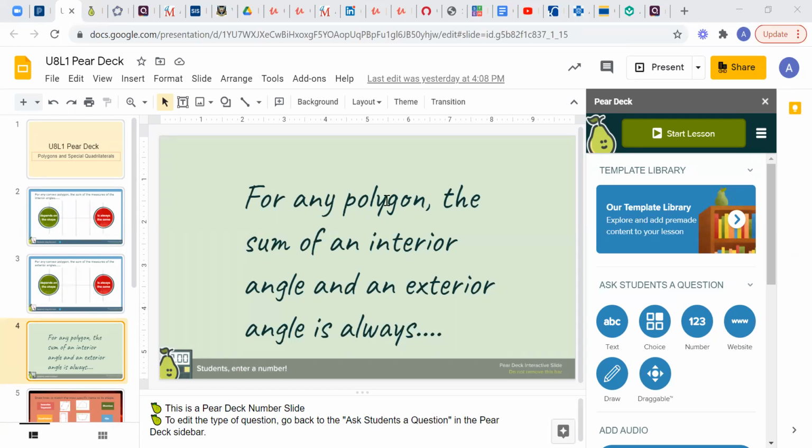Here, the next question says, for any polygon, the sum of interior and exterior angles will always be what? 180. If you have the polygon this way, this is interior, which I'm going to represent by I. If you extend this side, this becomes exterior. Since they form a linear pair on a straight line, they add up to 180. So here, 180. Thank you.